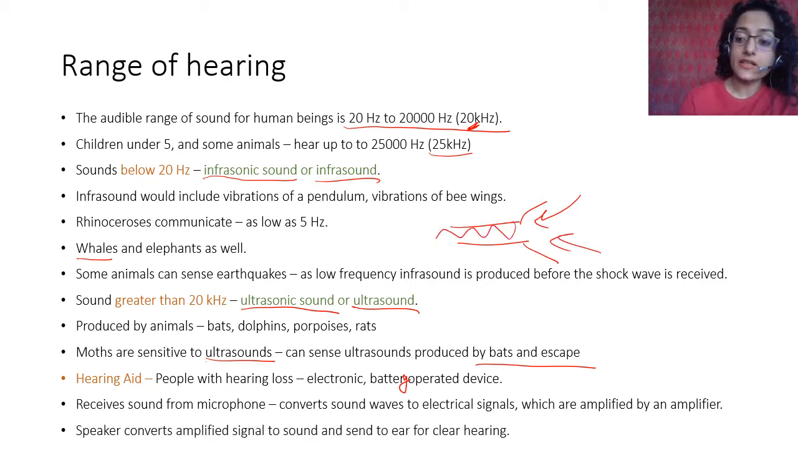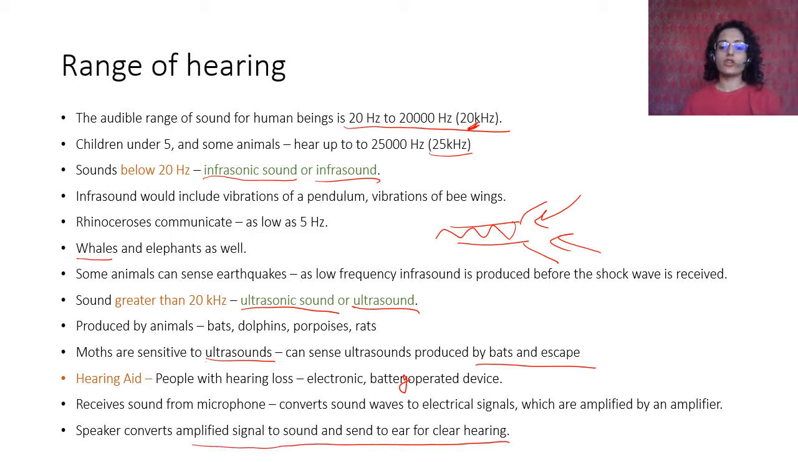These sound signals are converted into electric signals. Those electric signals are amplified by an amplifier, and this speaker converts the amplified signal to sound and sends it to here for clear hearing. And that amplified जो electric noise signal होता है, that is sent to the ear for clear hearing. Okay, so that is how a hearing aid works. Okay, please remember this range. You can be asked a question about it.